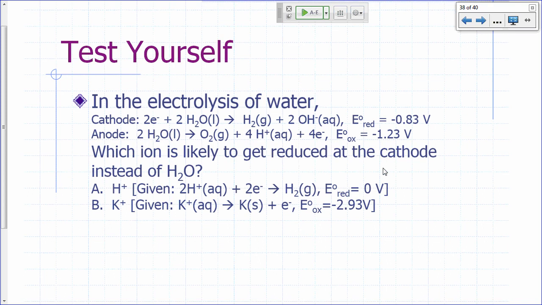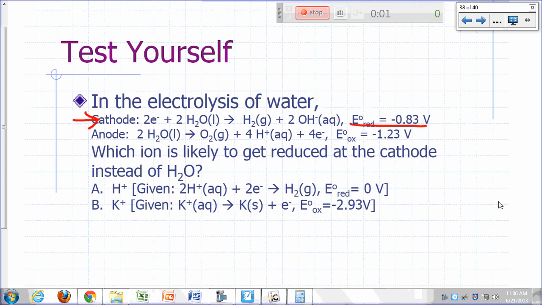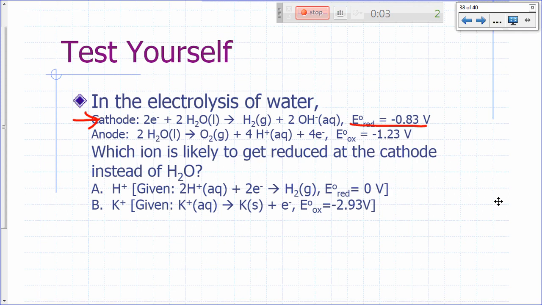How about this? Which ion is likely to get reduced at the cathode instead of water, H plus or K plus? So we're looking at reduction potentials now at the cathode. Which one is likely to get reduced at the cathode instead of water if it happens to be in there? Is it H plus or potassium?